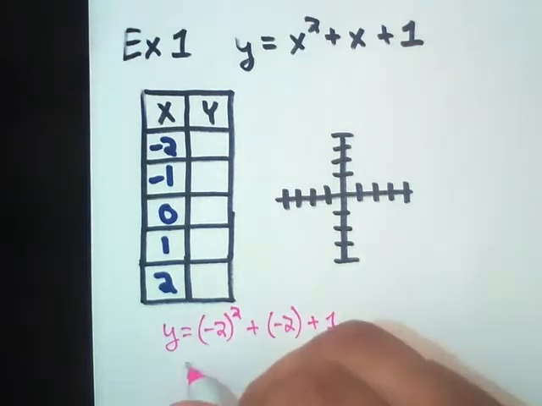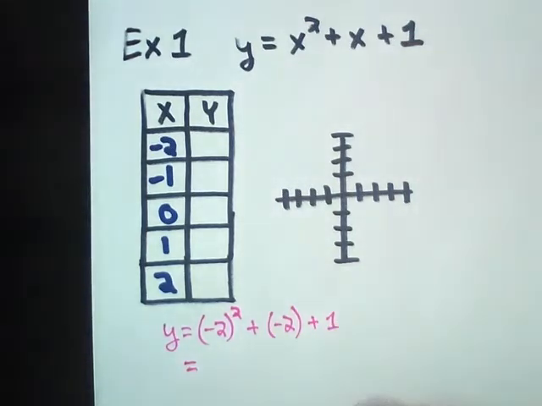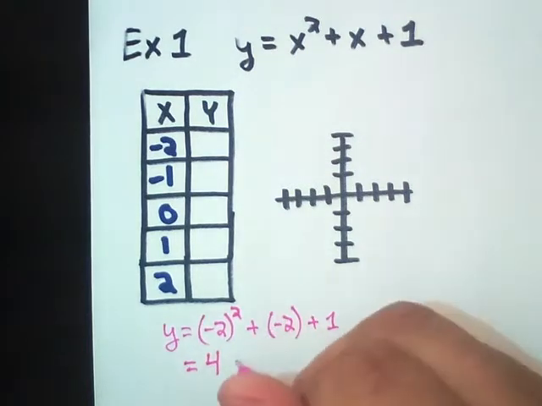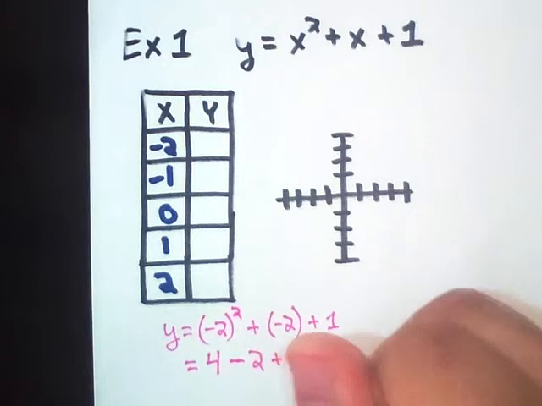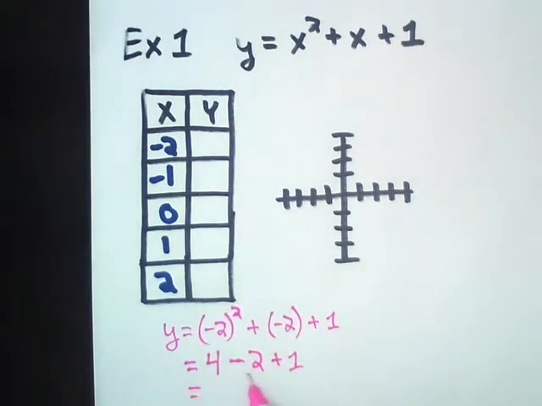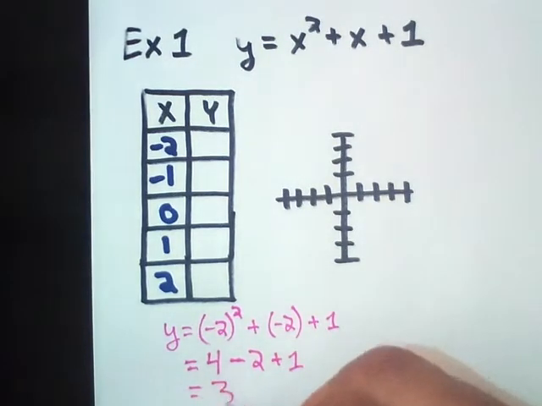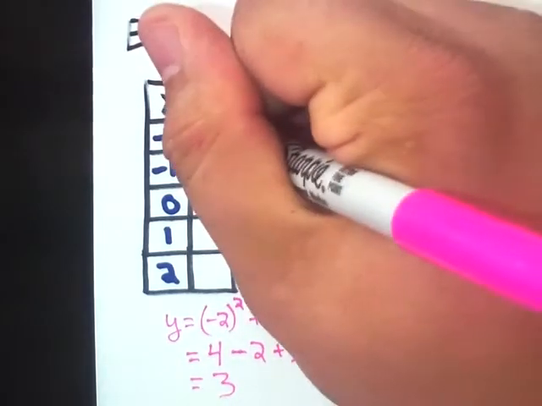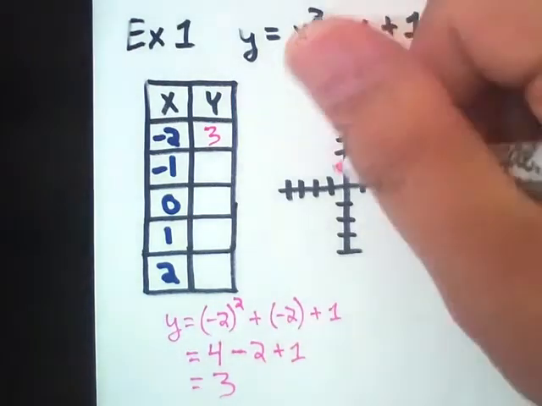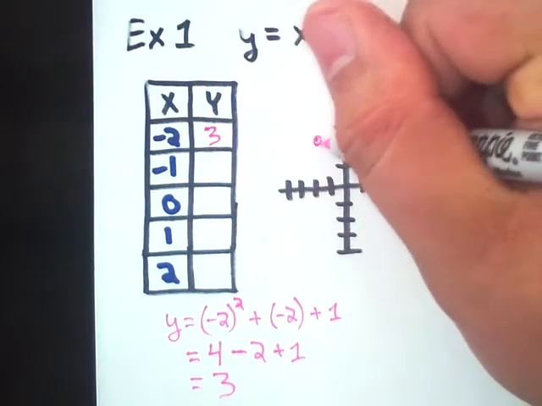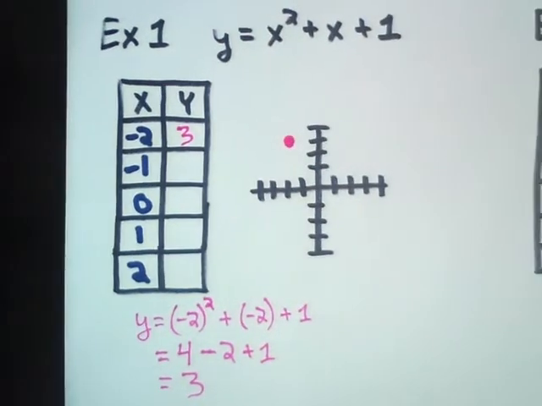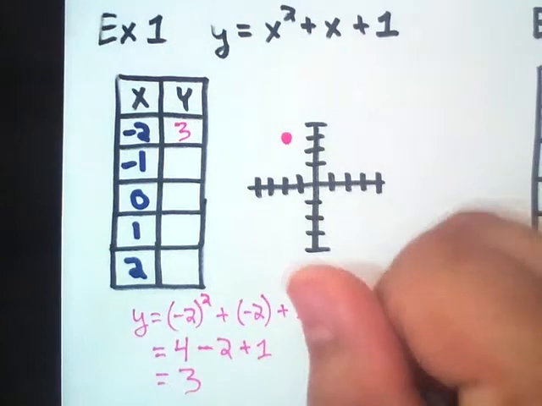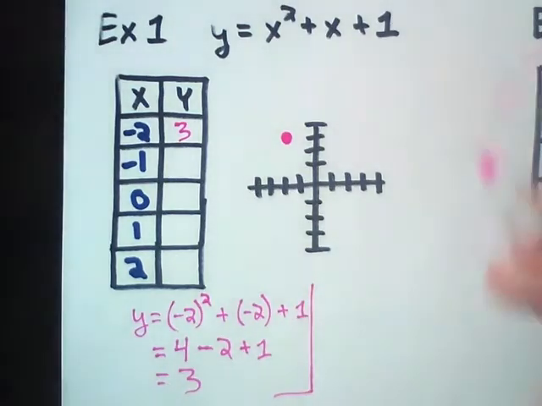Negative 2 squared, well, negative 2 times negative 2 becomes positive, and 2 times 2 is 4, plus negative, so that's really a minus 2, and plus 1. And when we clean all this up, 4 minus 2 is 2, but plus 1 is 3. So we get our first value that we can plot. So negative 2, 3. All right, now we're going to have to do this 4 more times. Only if there was a way to do this in the calculator. Maybe some foreshadowing there.